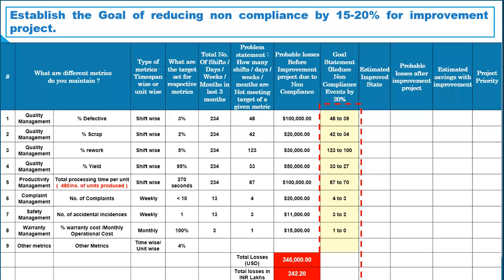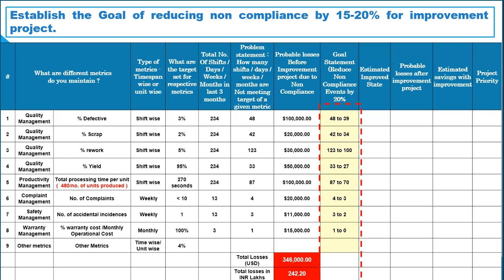Right. So once we got the estimation of the total losses, we got to reduce those losses, and that's basically why, in the first place, we are coming up with this diagnosis. So we have to establish goals for each metric, like the goal of reducing non-compliance by roughly 15 to 20% for improvement projects. We have 9 different metrics, and for each of these 9 metrics we have to come up with a goal, a 15 to 20% improvement.